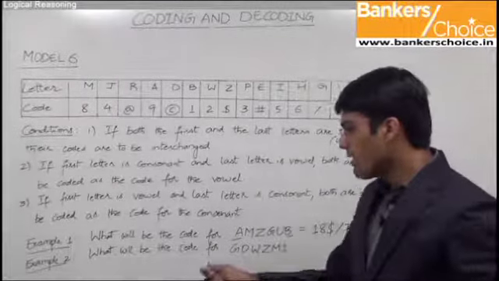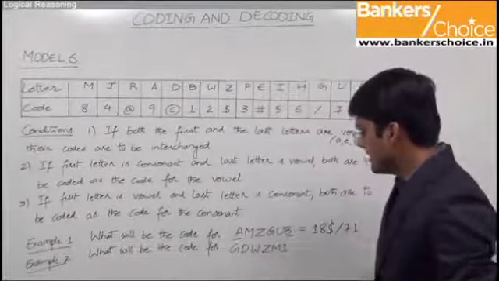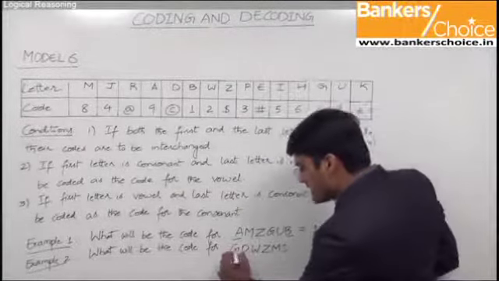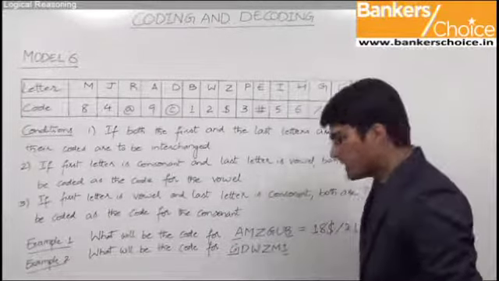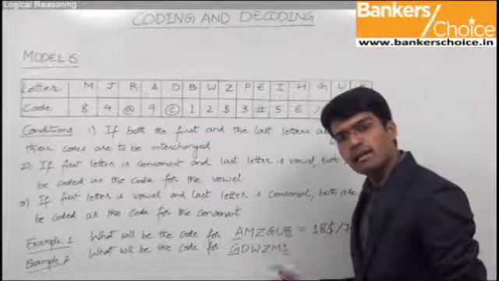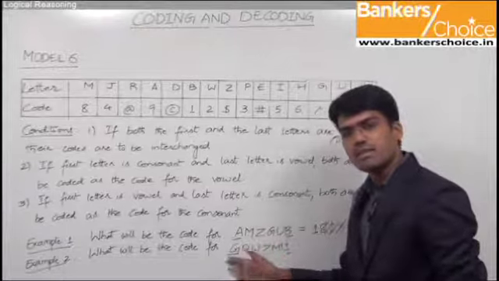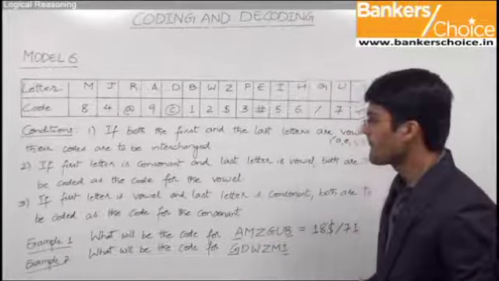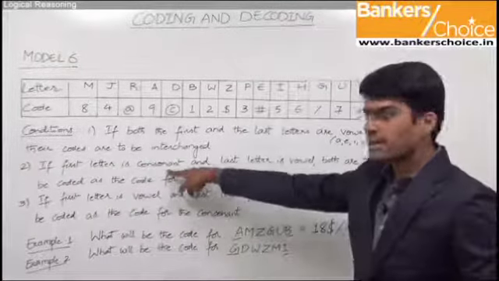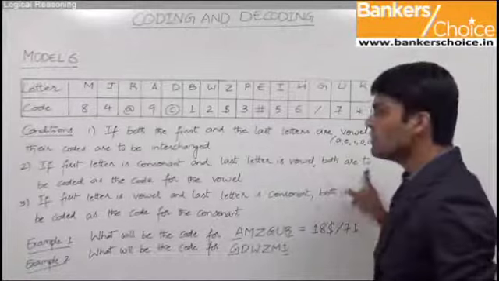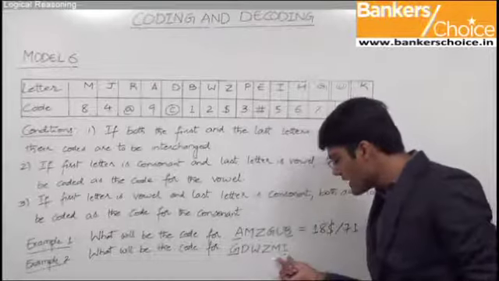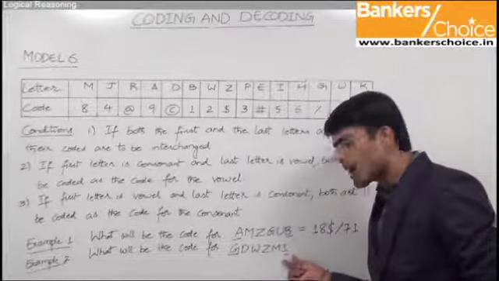Let us take the second question. What will be the code for the word GDWZMI? So here, the first letter is G and the last letter is I. That is, the first letter is a consonant and the last letter is a vowel. So let us now look at the condition which is given for first letter as consonant and the last letter as vowel. And that condition is nothing but condition number 2, which says if the first letter is a consonant and the last letter is a vowel, both are to be coded as the code for the vowel. That means here both the consonant and vowel must be coded as the code for I.